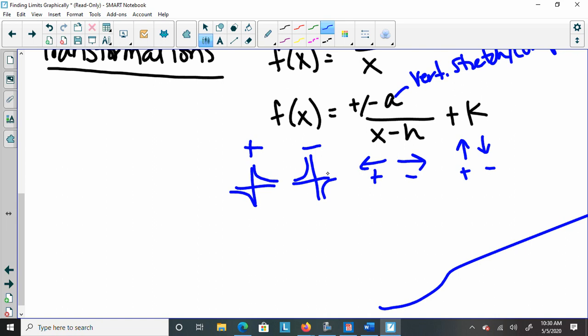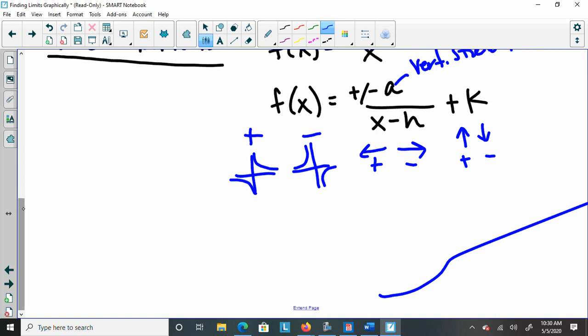So I'm just going to sketch a couple of these, do domain and range, show you what it is, and then we'll be good and done. So, let's see.